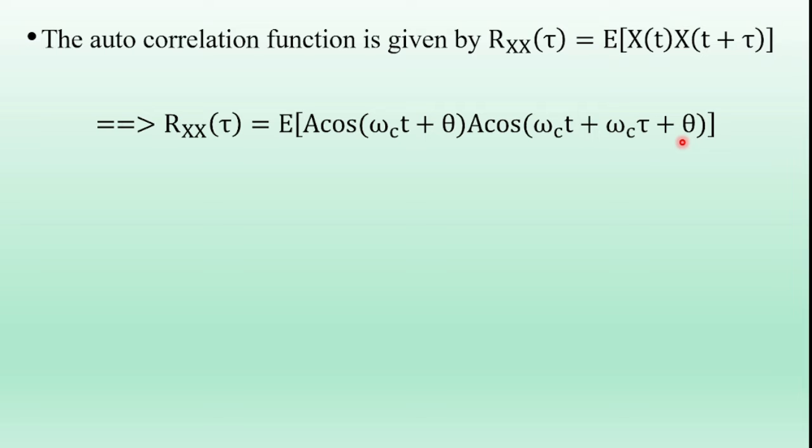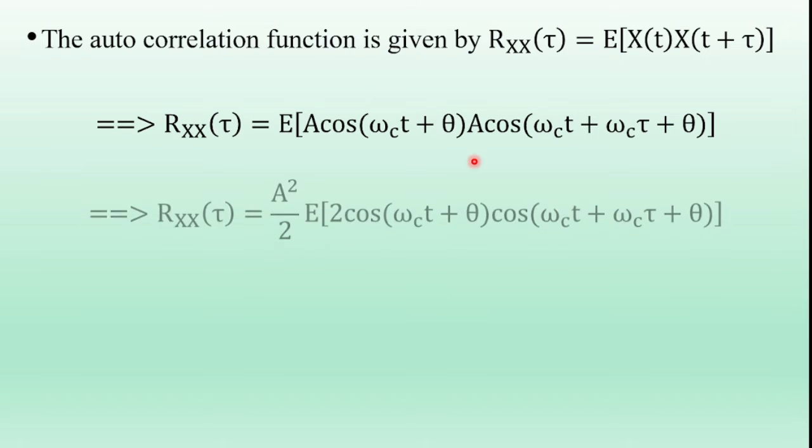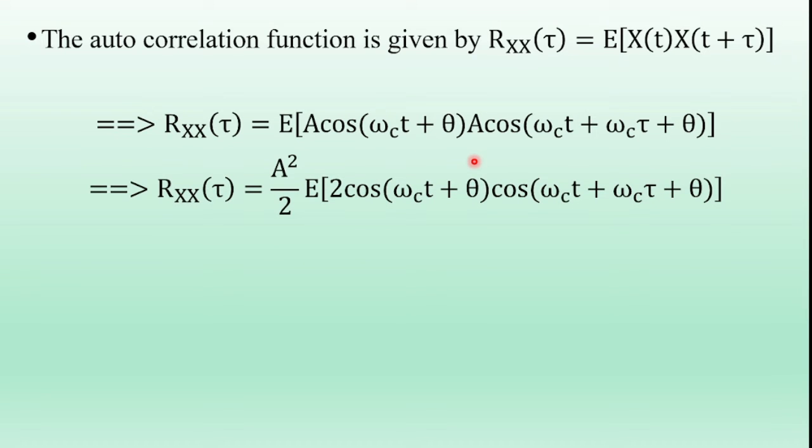In the given random process, substitute t equal to t plus tau. We get X(t + tau), whose value is A cos(omega_c t + omega_c tau + theta). A times A is A squared. A squared is constant, so it is written before the expectation, which is equal to A squared by 2 times, multiplying numerator and denominator by 2, the expectation of 2 cos(omega_c t + theta) cos(omega_c t + omega_c tau + theta). The term within the bracket is of the form 2 cos A cos B.